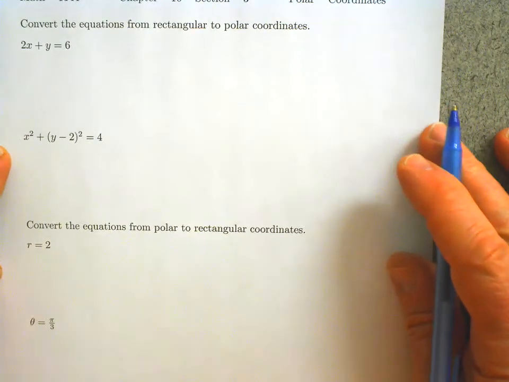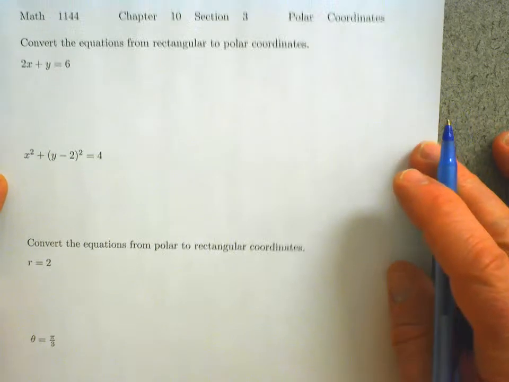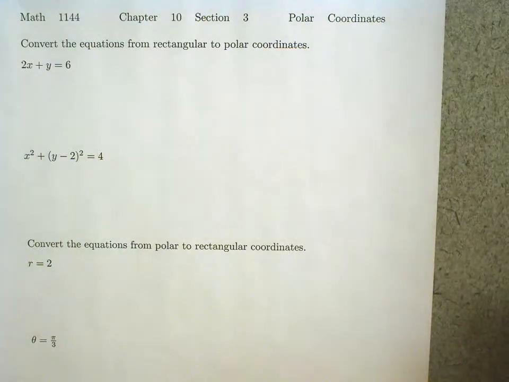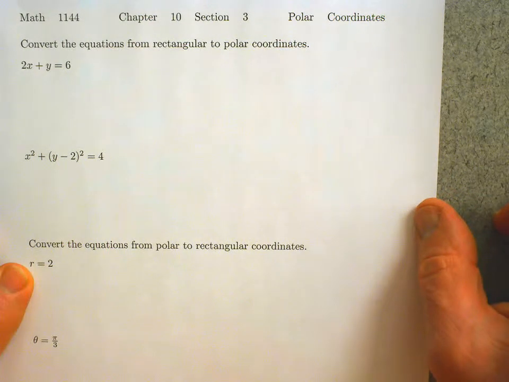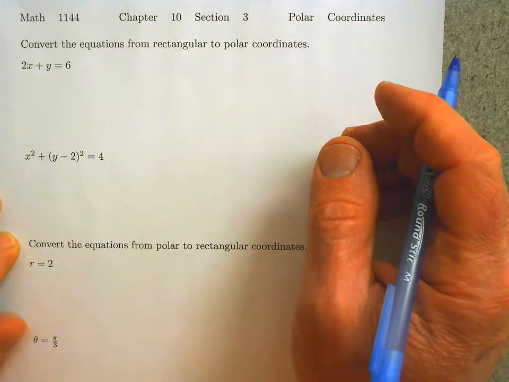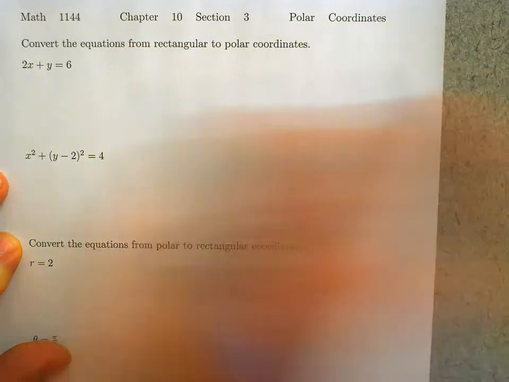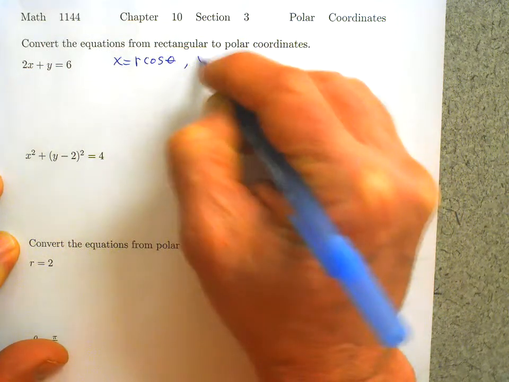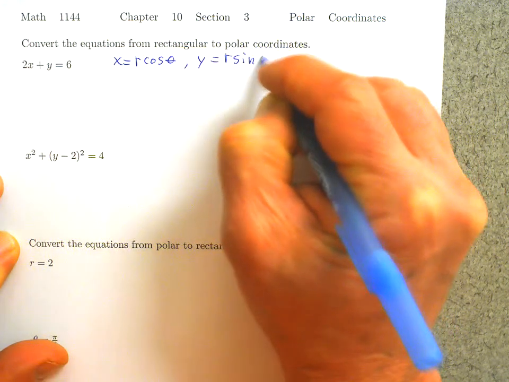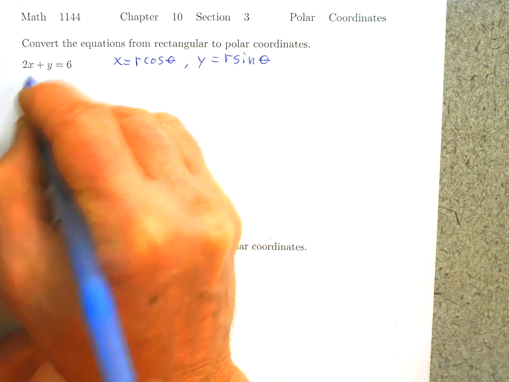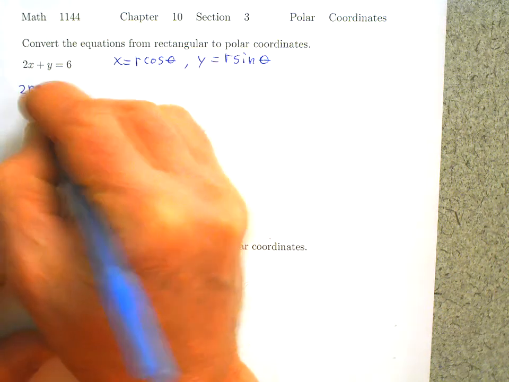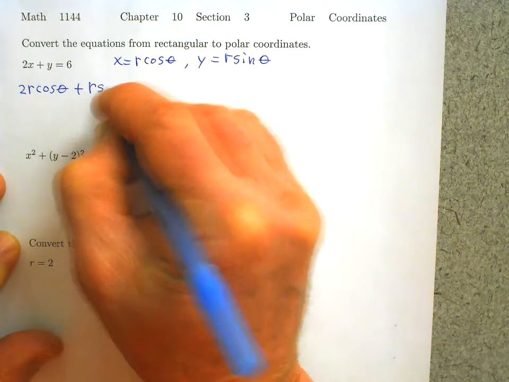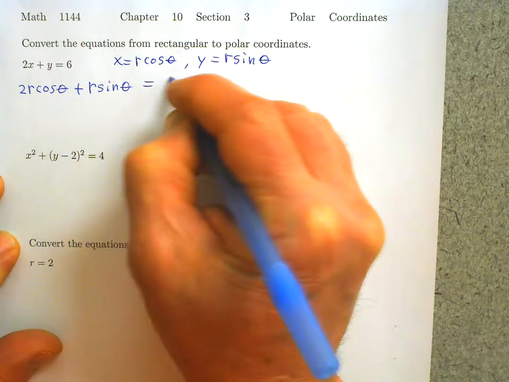We'll do some conversions of equations, convert the equations from rectangular to polar coordinates. So 2x plus y equals 6. Well, this isn't too bad. X is r times cosine theta. Y is r times sine theta. So replace x with r cosine theta, we get 2 times r times cosine theta, plus y, which is r times sine theta, equals 6.